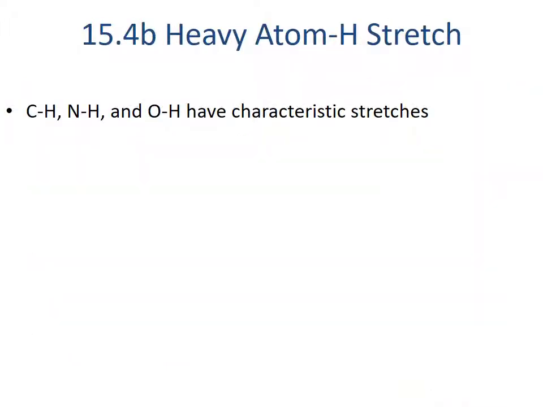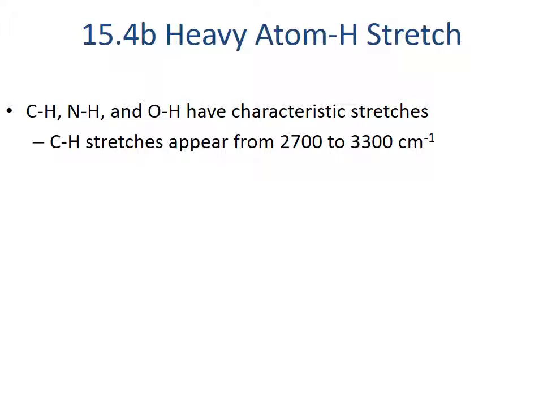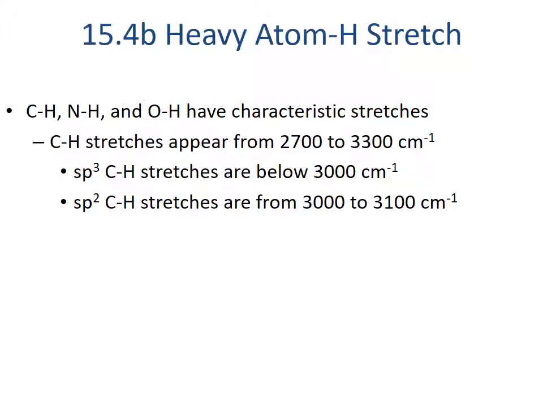Of all the heavy atom hydrogen stretches, C-H appears at the lowest energy. sp3 carbon hydrogens are held the farthest apart and have the lowest energy stretches. sp2 carbon hydrogen bonds are shorter and have stretches that are higher energy. And sp hybridized carbon hydrogen bonds are higher energy still, as the sp orbitals are functionally more electronegative.